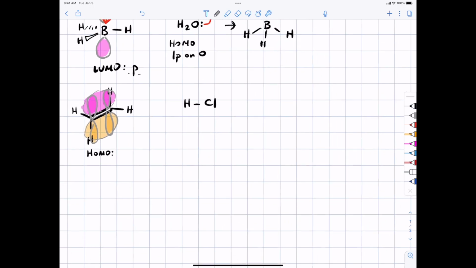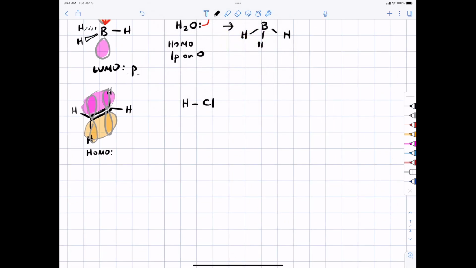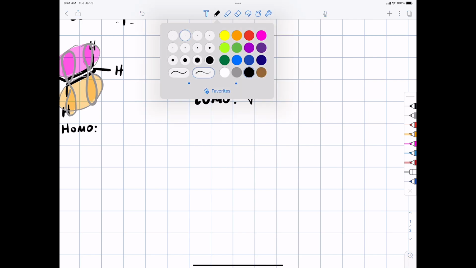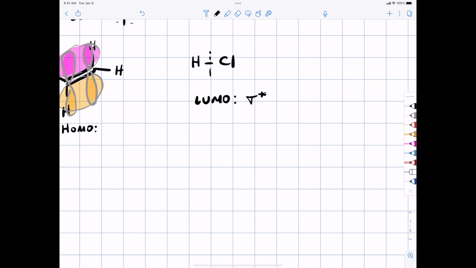But anyway, okay, so what is the LUMO of HCl? Sigma star, that's the only thing it actually can be, right? And the sigma star, we're going to say, has a node in between hydrogen and chlorine, and it's going to look something like this.